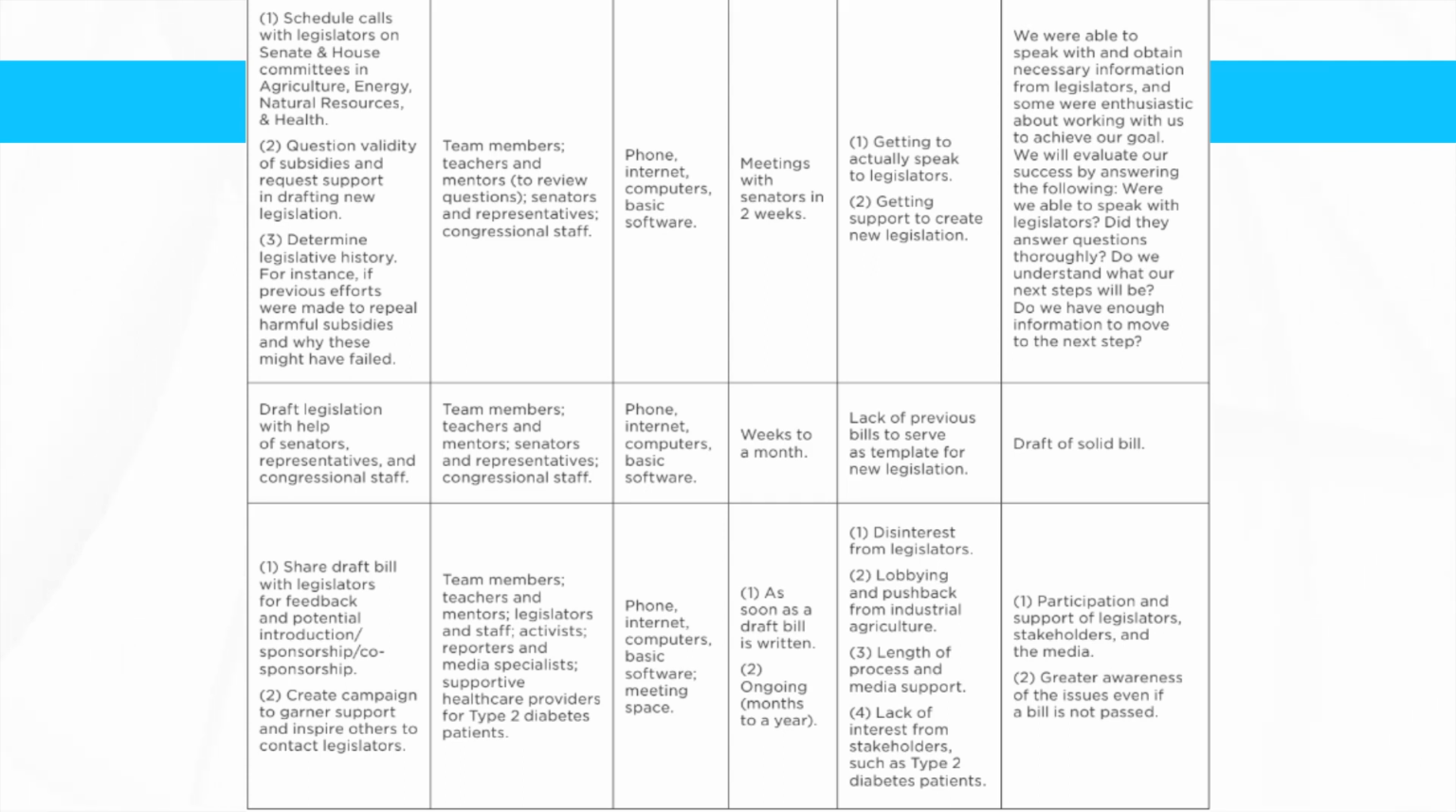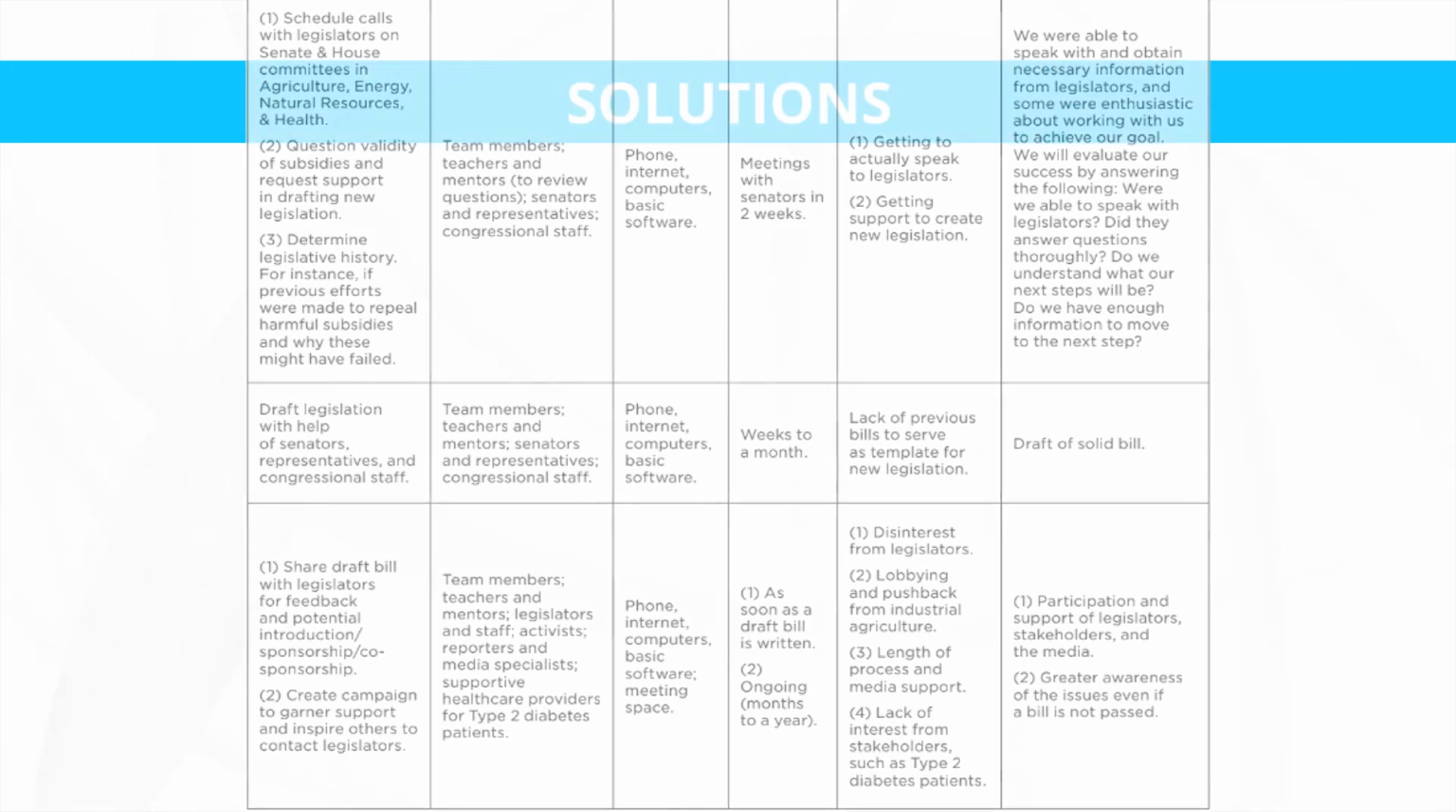After we've done that, we're going to move to action step number 2, which is drafting legislation with the help of the senators, representatives, and congressional staff. Once we've completed that draft, we move to action step number 3, where we share that draft bill with legislators for feedback and potential introductions, sponsorship, or co-sponsorships of that bill. We can also create a campaign, garner support, and inspire others to contact their legislators.